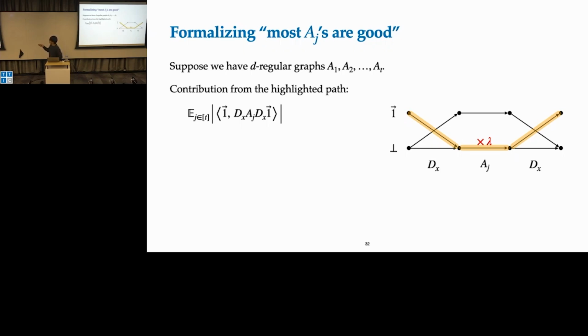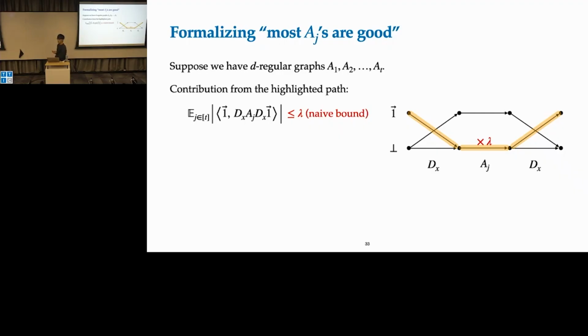So we want to say that most AJs are good. But let's say they're good on average, and then we can use a Markov inequality later. So we're taking the expectation over these graphs J. And then we're looking at the contribution. If you take one O1 vector and then D, A, D, and then go back to the O1 vector, this is the absolute value of this quadratic form, 1 and dx, aj, dx, 1. This is a quantity that we would like to bound. If we can bound it, say that this is small, then we know that the contribution from this path is very small.